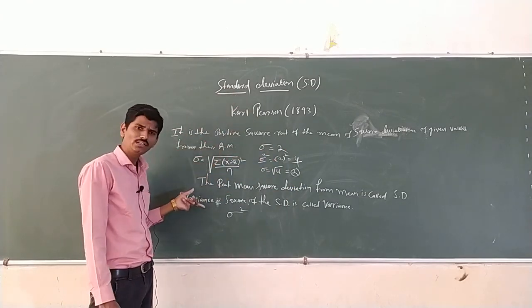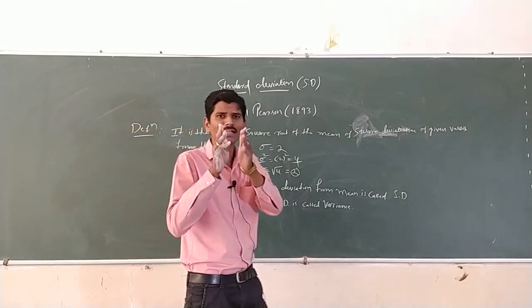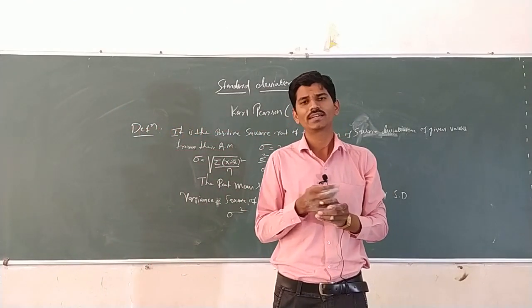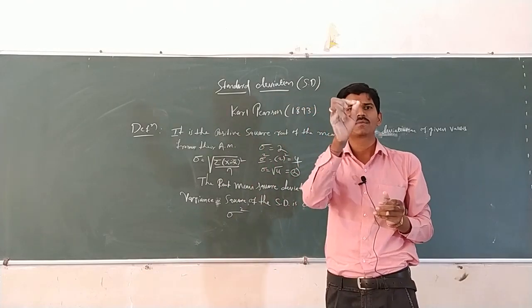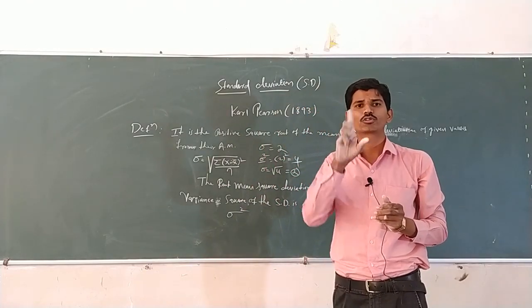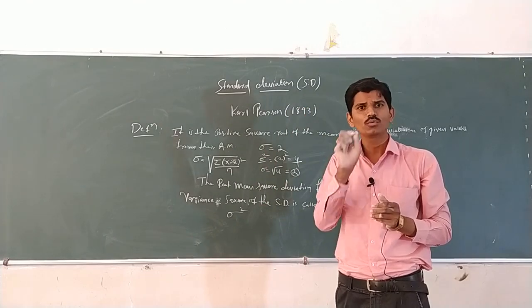What is variance? The square of the standard deviation is said to be variance. The standard deviation is denoted by sigma and variance is sigma square.